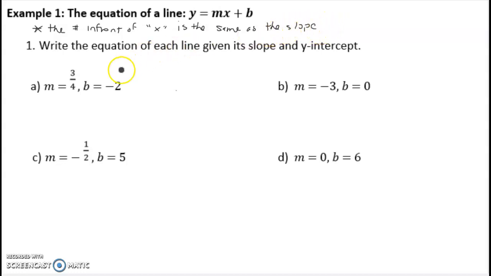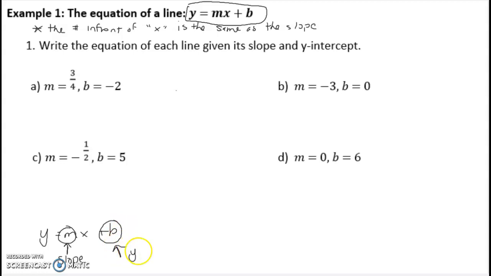Okay, so when we look here, we have y equals mx plus b. I'm just going to rewrite it over here so we have a little bit more room. Y equals mx plus b. So that means that this m is the slope and your b is the y-intercept.